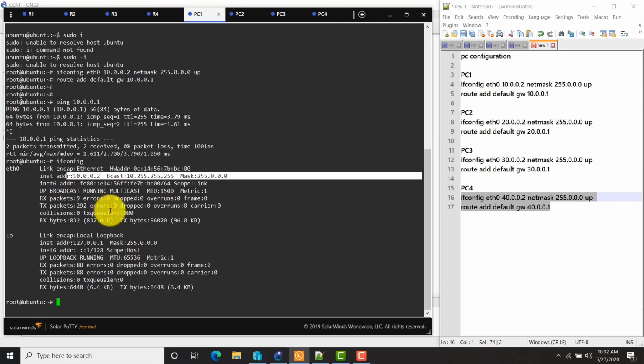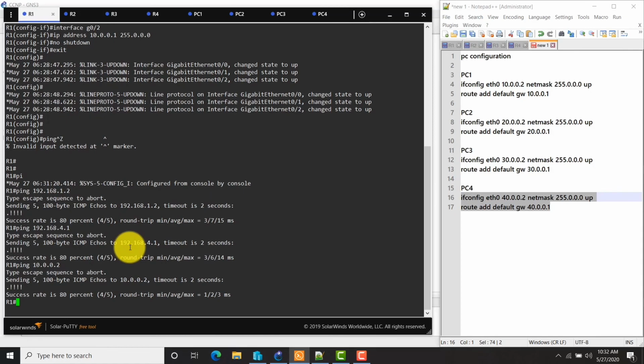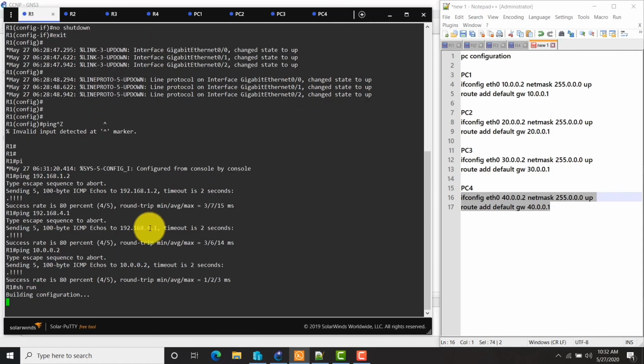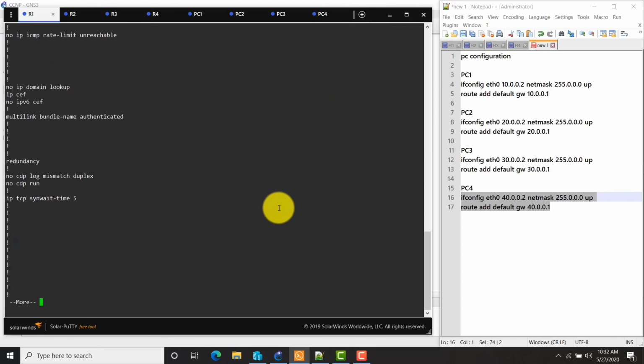Once you configure all the IP addresses, please do verify the IP addresses using the commands and also make sure the interfaces are up and running.